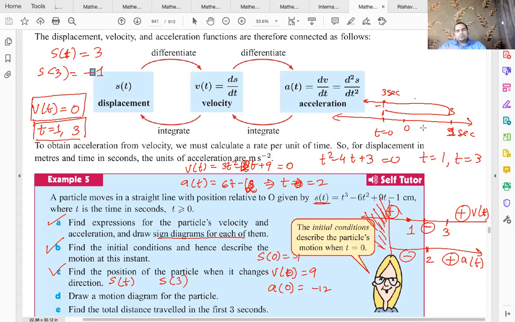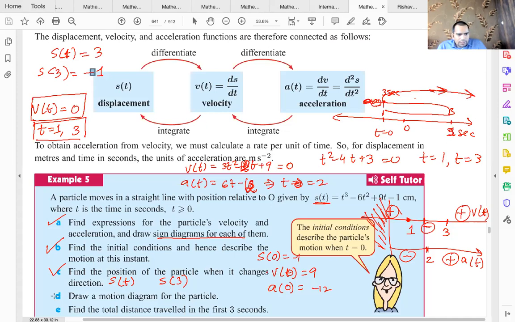Because its initial position, I mean, S of 3 and S of 0 is the same, it is basically back at the same position. So this is what it is. And then after this, it also changes the direction. So it doesn't go towards the right, it is changing direction. So it is moving this way.